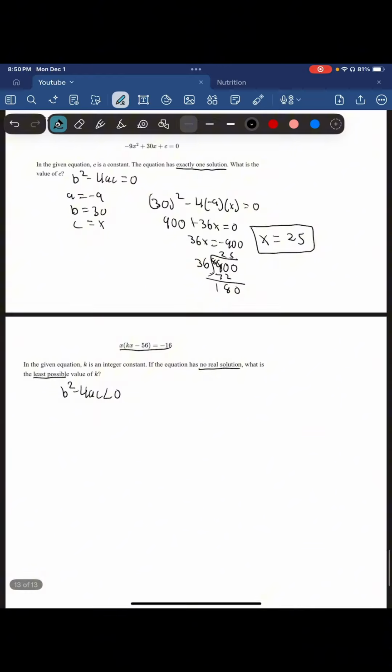Next, we set our variables. But however, for this question, before that, let's just distribute it so that it's in the form of ax squared plus bx plus c. Okay, so we see distributed: kx squared minus 56x minus 16. You bring the 16: kx squared minus 56x plus 16 is equal to 0. Now we can set our variables. a is equal to k, b is equal to negative 56, and c is equal to 16.